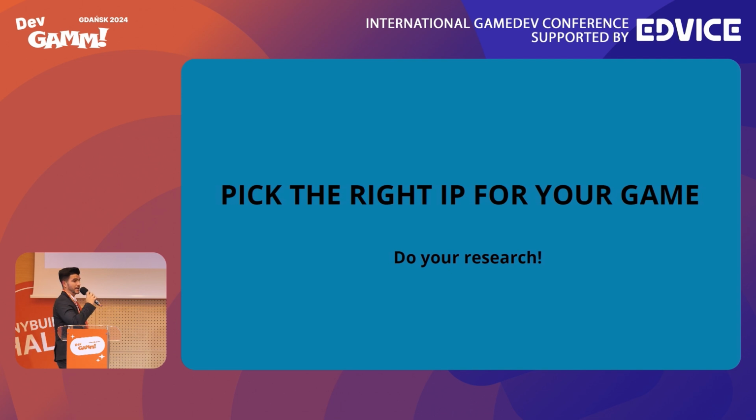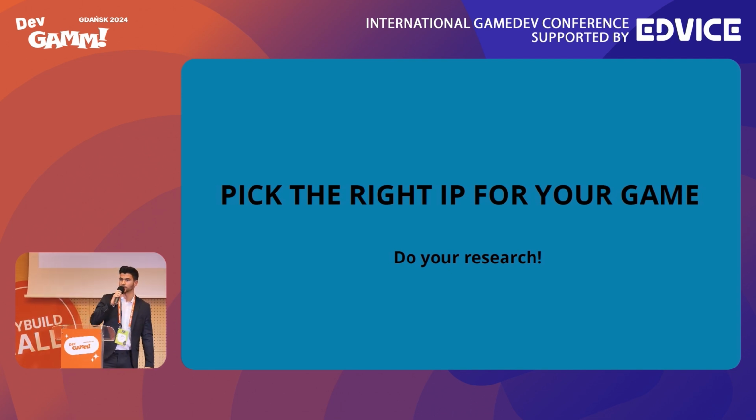And then the big question: what do I do? I want an IP for my game. I need to pick an IP for my game. Probably you will say, oh, I want the most popular IP because it's going to work. No, it's not going to work for your game. It doesn't match some requirements, right?